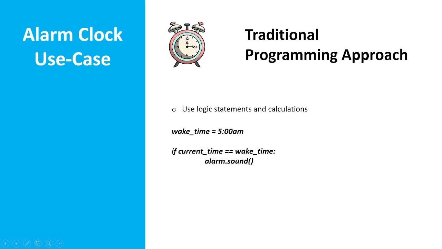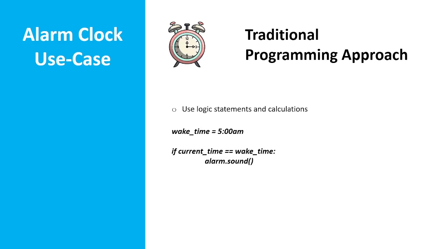And when we are using the traditional programming approach, we use logical statements and some computational calculations. So for instance, we can set a wake up time to, let's say, 5 a.m. and we are going to put out some logic if we are to use the traditional programming approach. And the logic could be, if the current time, which in this case we are going to pick like the system time over here, is equal to the wake up time, then alarm.sound, and this alarm.sound will be a method we've written ourselves or we are importing from a library. So this is going to be the traditional programming approach.